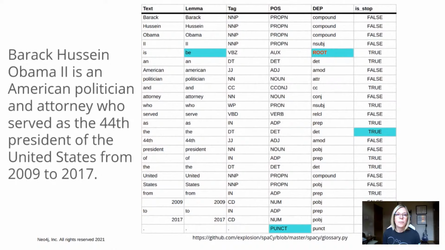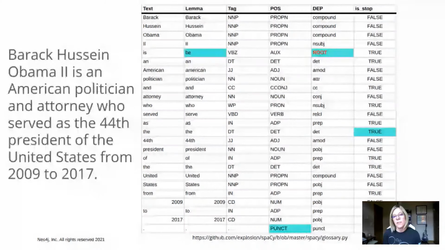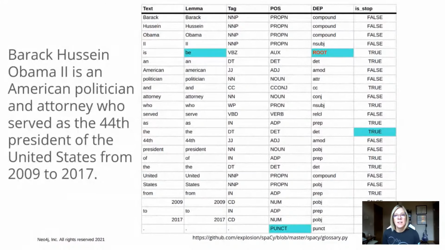So what I'm going to look at is a few different columns here. Every row represents one word. For instance, let's look at "is." Is is a verb. We have this thing called a lemma, which is the base of that verb, so "is" is a form of "to be." Then we have tags, parts of speech, and dependencies.